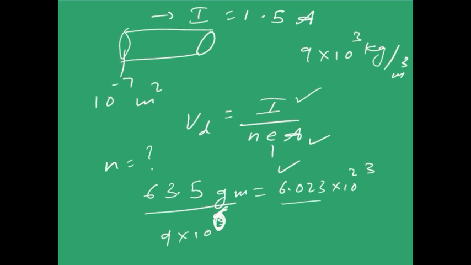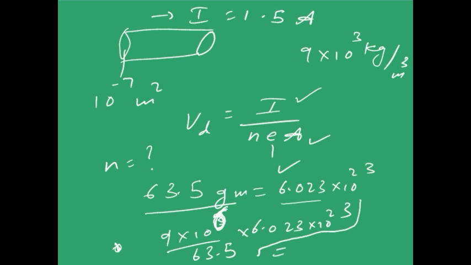And to get the number of atoms, what I'll do? I'll divide by 63.5 and multiply with 6.023 into 10 power 23. So these are the number of atoms in 1 meter cube of copper. Now this is not N, these are not the number of electrons. Of course, simplify this term, you will get something like 8.5 into 10 power 28 per meter cube. Okay. Now I have 8.5 into 10 power 28 atoms per meter cube.